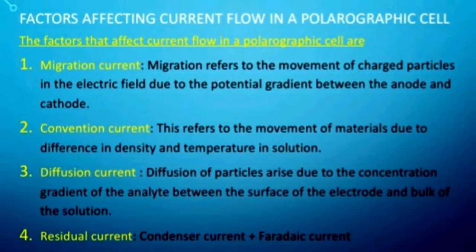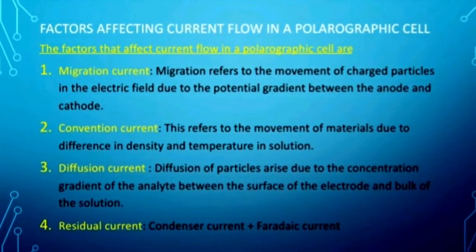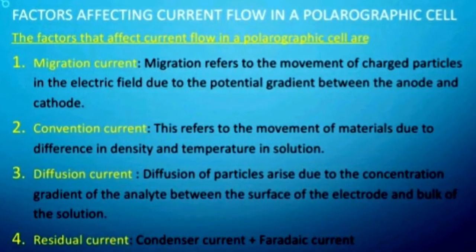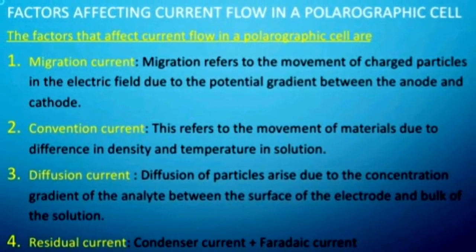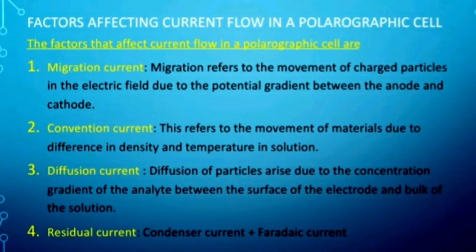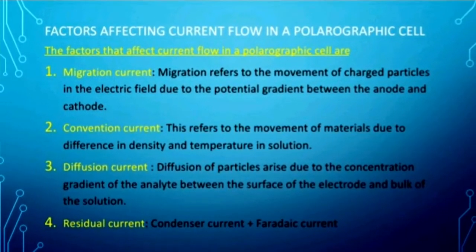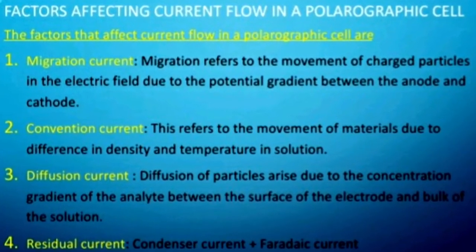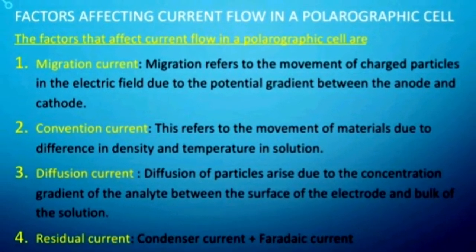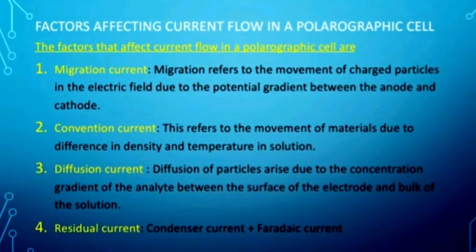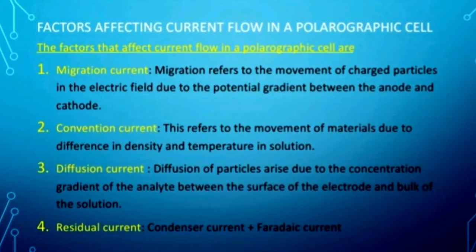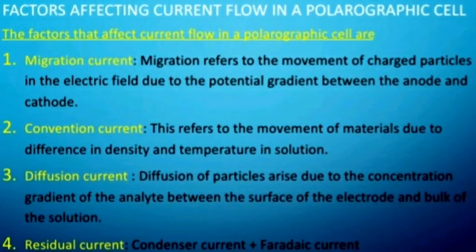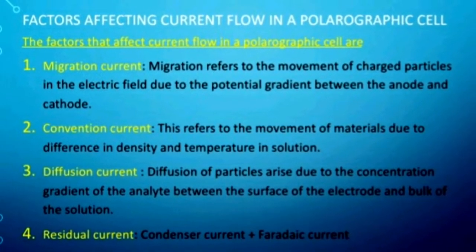The third one is diffusion current. Diffusion current arises due to diffusion of particles, which are in turn caused by the concentration gradient between the surface of the electrode and the bulk of the solution. Surface of the electrode is nothing but the cathode and the anode that you have chosen, and the bulk of the solution is the electrolyte. So if there is a concentration difference between these two, then diffusion current can be noticed.